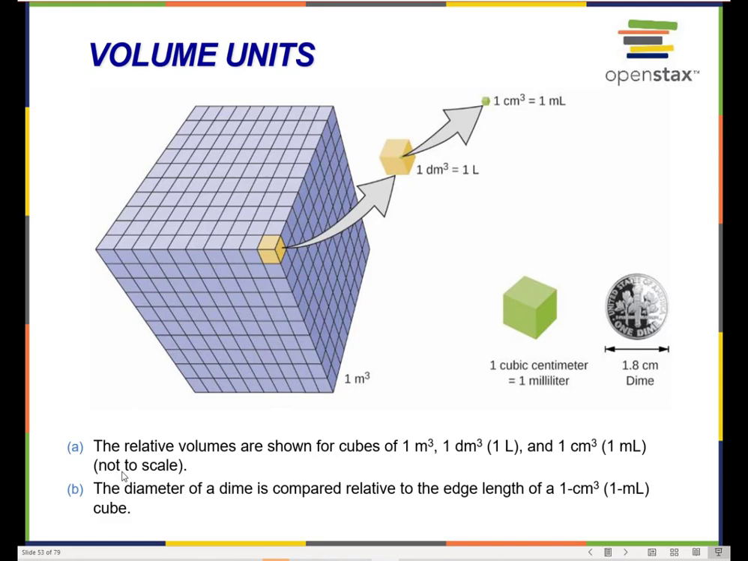Here are some relative values of these different volume measurements. Here's a cubic meter. Here is a cubic decimeter. And then this little tiny piece here would be a cubic centimeter. A cubic centimeter is about the width of a dime.